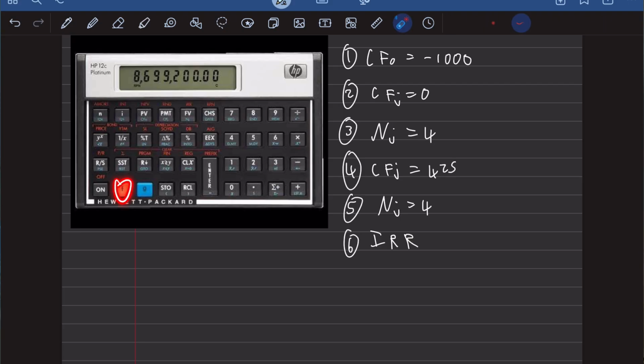So to do that, you'd get F, and then you'd press this button because it says internal return in orange at the top. And we'd get our internal return to be 8.5766. Okay, I hope that all made sense.